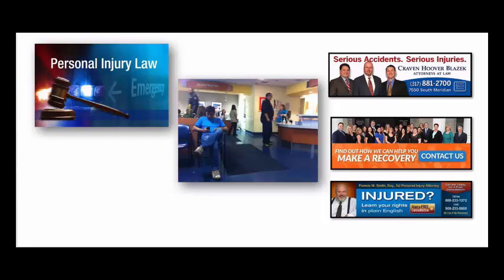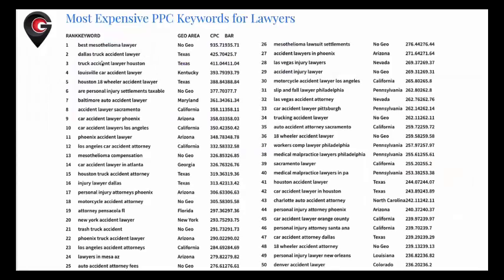Why would this be so critical for personal injury? Dallas truck accident lawyer, $425 a click. Car accident attorney in California, $330. Motorcycle accident, $305. Car accident lawyer, Pittsburgh, $262. All of these, and you can look through here, are over $200 per click. Just one click. What we found on average, whenever you have a click on a banner ad, you're typically looking somewhere around $10 to $15 a click instead of hundreds of dollars.